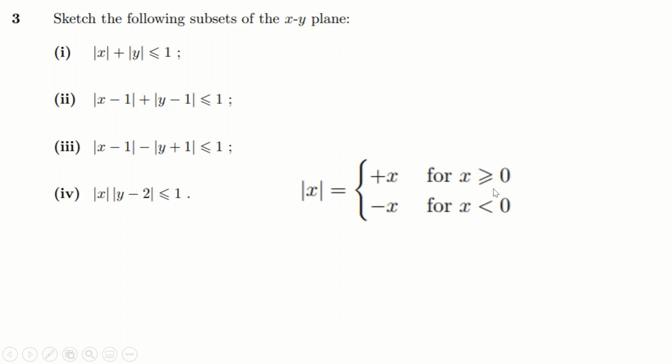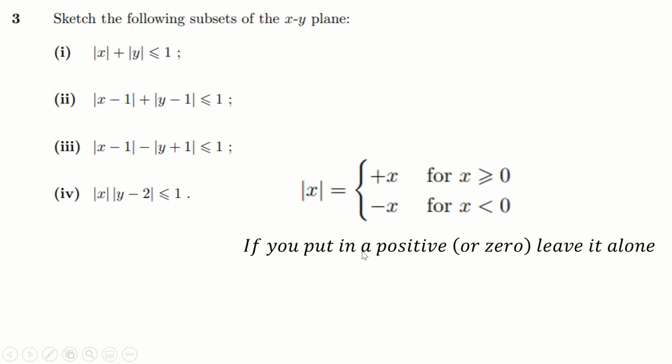If you put in a positive or zero number, then you take the positive. So if you put in a 5, you just take the 5. If you put in a negative, you take the minus of your input. So if you put in a -2, you do minus -2, which of course, two negatives make a +2.